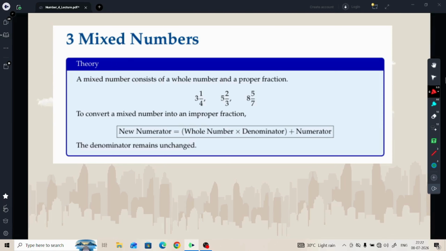Now, let's talk about mixed numbers. We already discussed how to convert an improper fraction into a mixed number, and that's also very easy. I've already told you that we can do the normal division and keep the quotient aside over here, and in the top part we write the remainder, and in the bottom part we need to write the divisor, and that's how things will go.